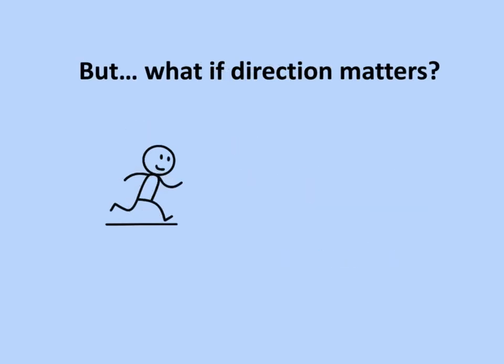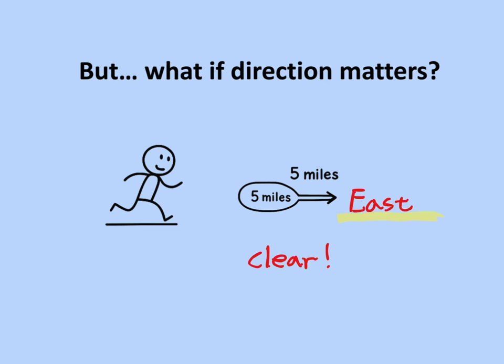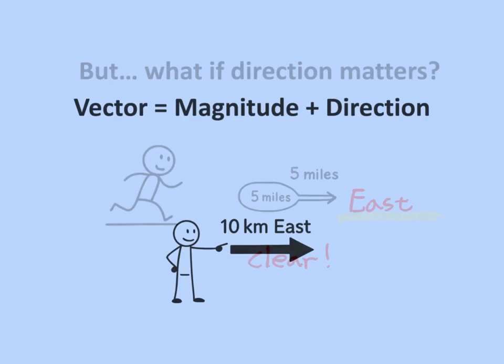But let's try distance. If I tell you I walked 5 miles, what do you picture? Maybe me wandering around randomly. But what if I say I walked 5 miles east? Now, you can imagine my path clearly. That little word, east, completely changes the story. That's what a vector is.